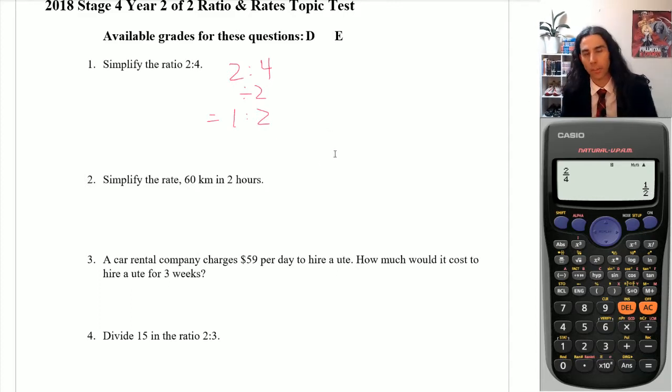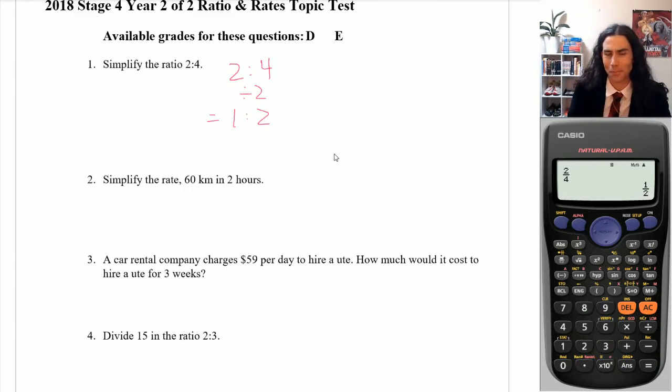All right, doing the next question then. So 60 kilometers in 2 hours. You could do it as a ratio. 60 kilometers to 2 hours. Divide by 2. And you'd get 30 kilometers to 1 hour, which is equal to 30 kilometers per hour.